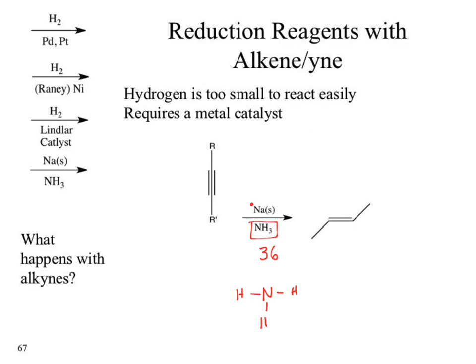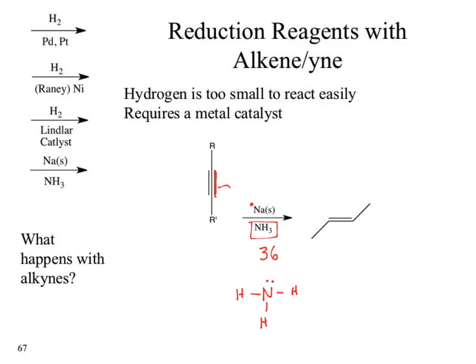How many electrons are currently around the nitrogen? 8. How many more electrons can nitrogen fit? None. So it's not going to the nitrogen. Well, shoot. Where can it go? Rhymes with fly. And by what? Pi bond. We have a pi bond.